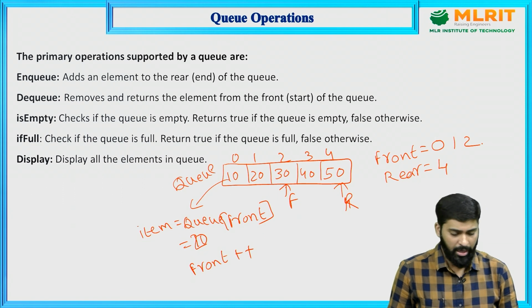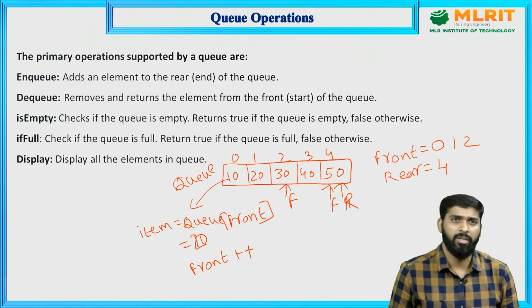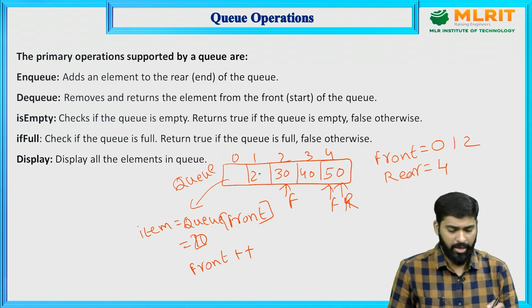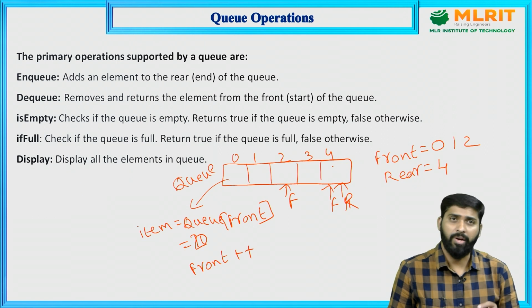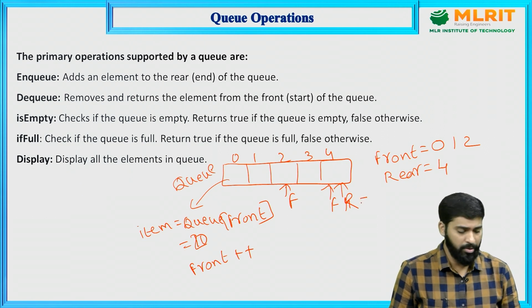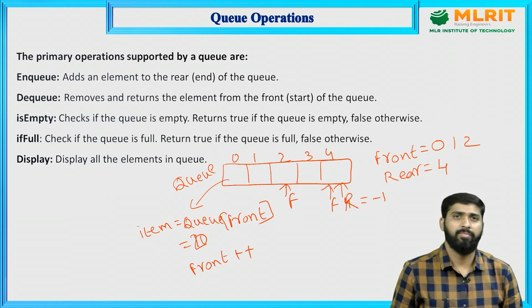Now if we delete all the elements, now the front reaches the rear. If front equals rear, what does it mean? It means that the array is empty. So again I am going to make front and rear both values equal to -1. So this is about DQ.